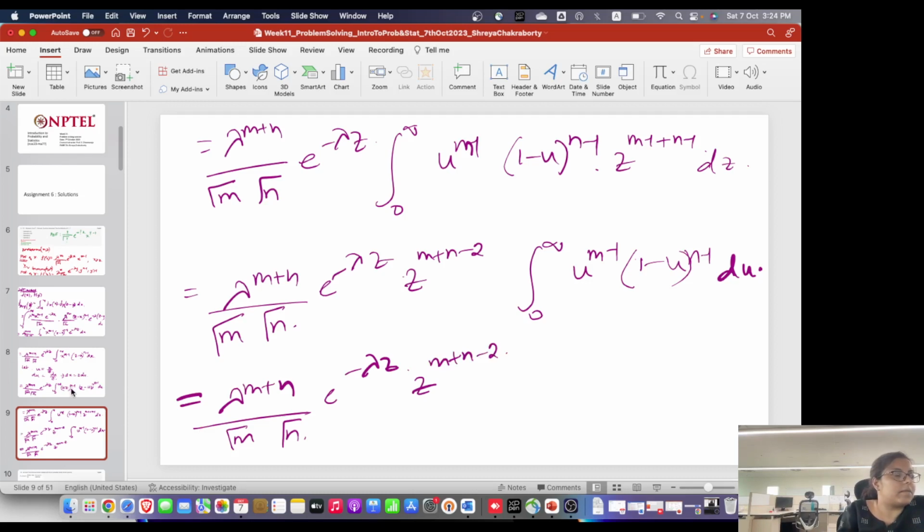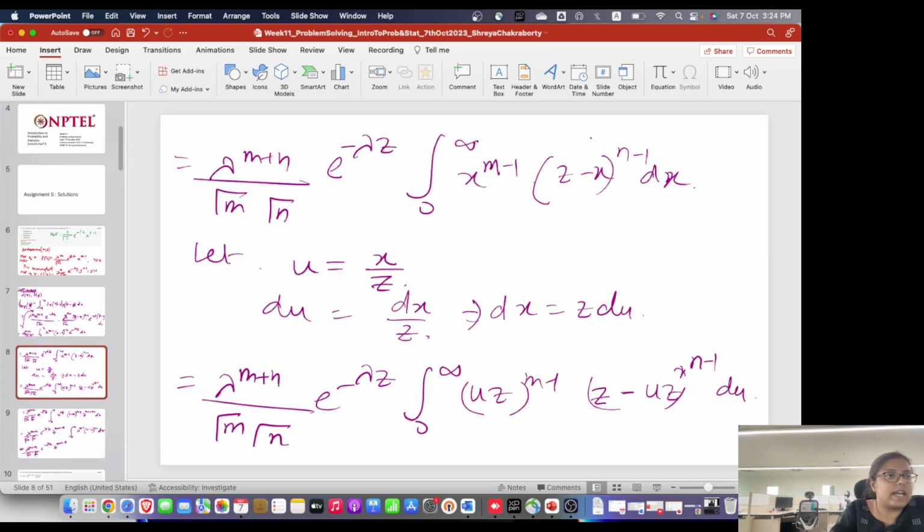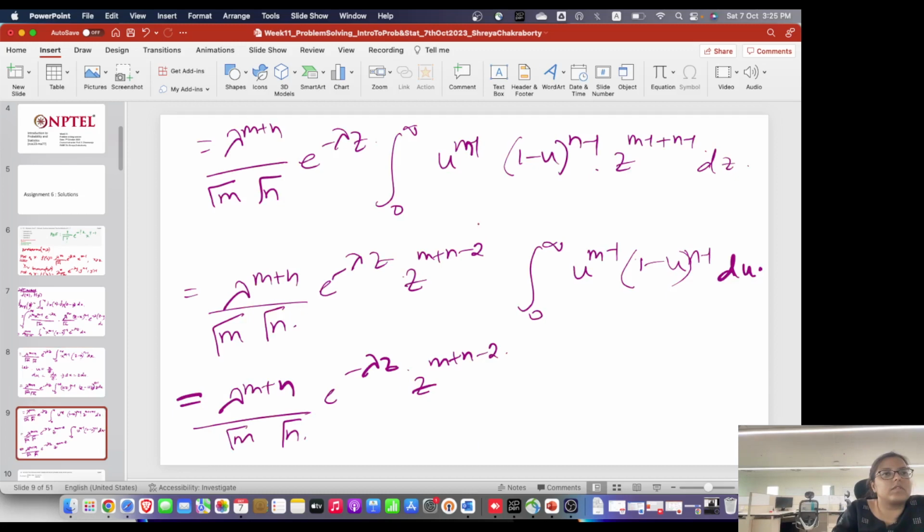Here I made a mistake. Instead of dx we should write z du. So another z is going to come over here, so it will be z du. So this will be z to the power m minus 1 plus n minus 1 plus 1. So we would here have z to the power m plus n minus 1.